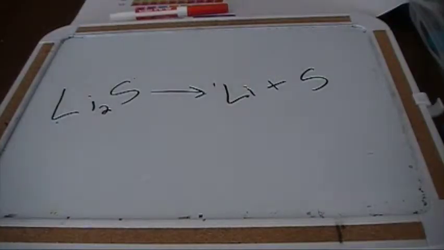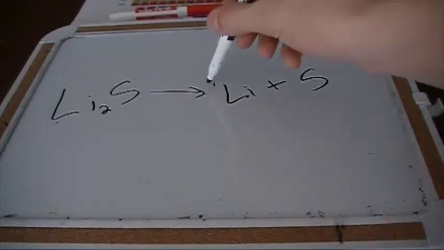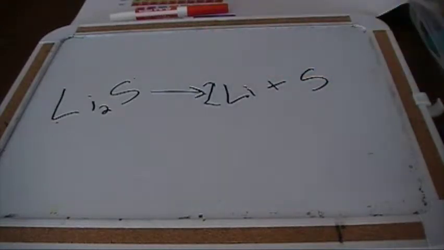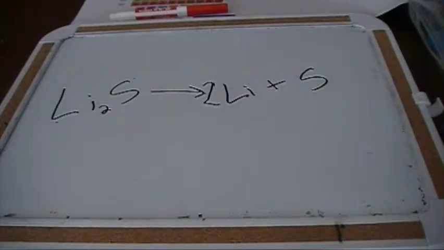And now we need to balance this equation. By doing that, we need to make sure that each element has the same amount on each side of the equation. So you see that there are 2 Li's on the left side, so we need to make 2 Li's on the right side as well. We will write a 2 in front of the Li, and now the equation is balanced. Last step is to see if each one is either a solid, liquid, gas, or an aqueous solution.